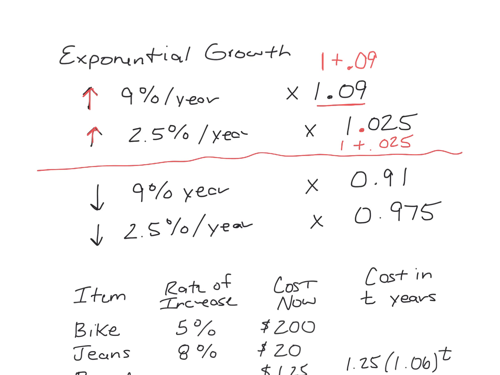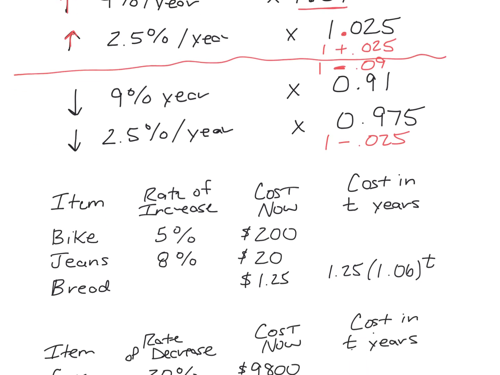If you're decreasing, so if you decrease by 9%, now again, we want to know what we have left. So we're losing 9%, we would still have 91% of it. This 0.91 comes from 1 minus 0.09. So if I'm decreasing by 2.5% per year, 1 minus 0.025, I'd be multiplying by 0.975.